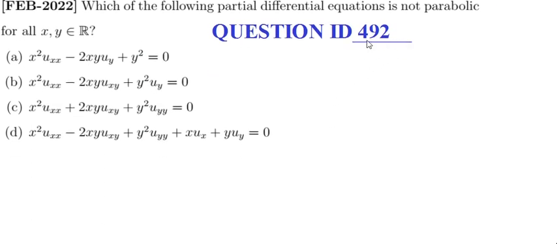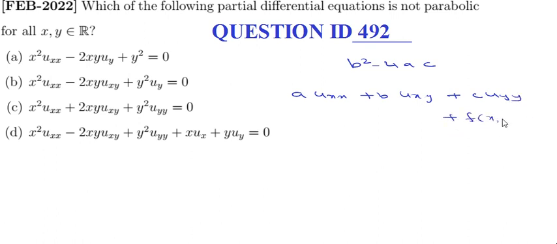Question ID 492. Here we need to find which of the given partial differential equations is not parabolic. The classification of a PDE is done based on the value of b square minus 4ac. This we have to find from the general form of the equation a times u_xx plus b times u_xy plus c times u_yy plus some function, which may involve x, y, u and first derivatives, equal to 0.